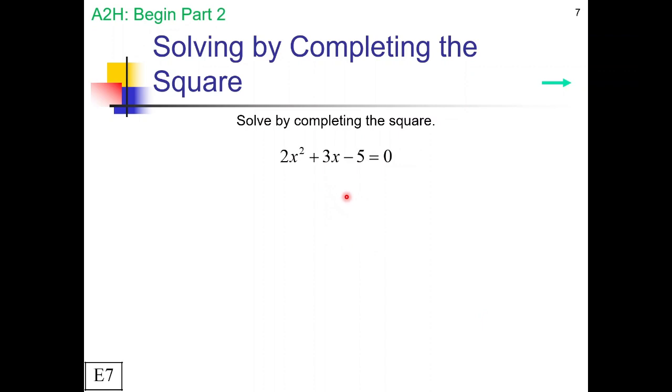Welcome back if you're doing the Algebra 2 honors course. If you're not doing the honors course, then hey, feel free to tag along. This is going to be kind of wild. So we've got another completing the square problem in store for you.